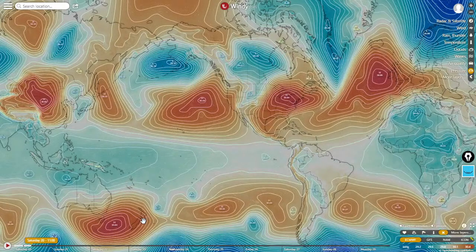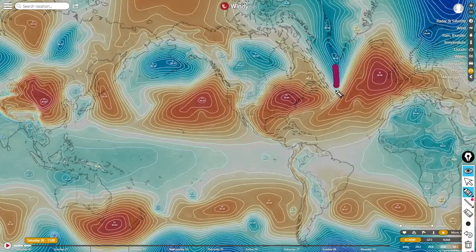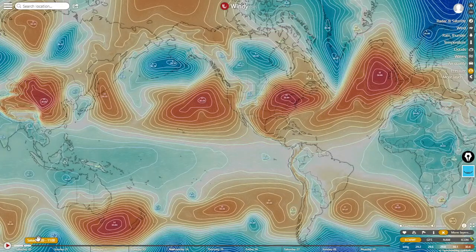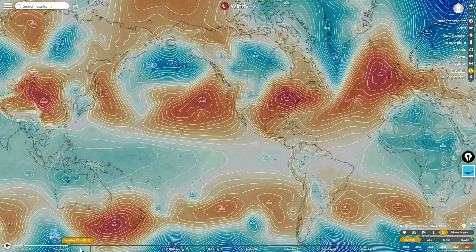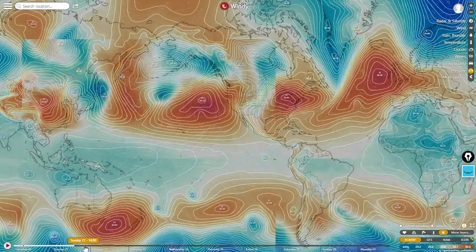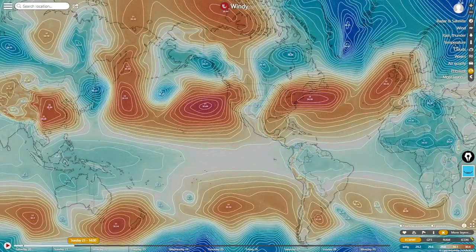Here's where pressure cells are. And indeed, you can see this pressure ridge right here. No real surprise there if you understand the physics. Let's just advance this till tomorrow. This is the Euro forecast for pressure tomorrow at 2 p.m. Sunday. There's where we expect pressure to be.